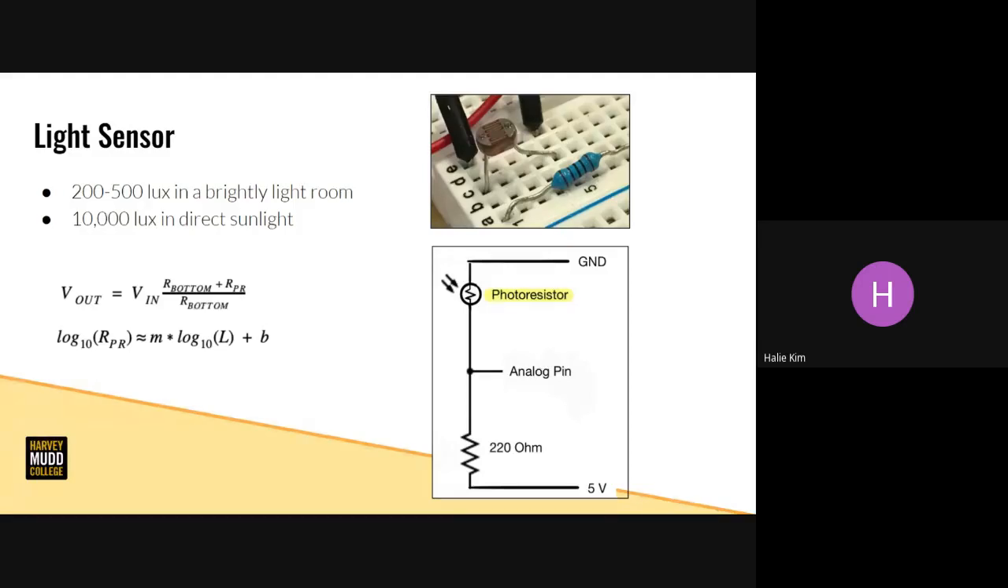The light sensor we used was the photoresistor we received in the kit. We used a voltage divider to read out the resistance of the photoresistor, which changes based on a log-log scale with ambient light. We used the second equation in order to convert the resistance into lux.